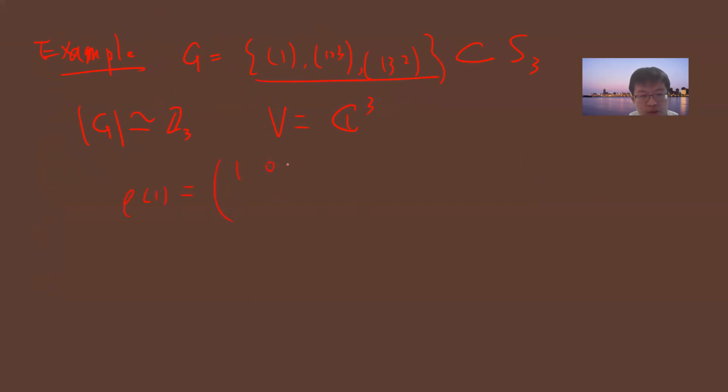And let's take 1, the identity. So the matrix is 1, 0, 0, 0, 1, 0, 0, 0, 1. How about (1 2 3)? It maps 1 to 2, 2 to 3, and 3 to 1, so the matrix should be this. Also, you can check (1 3 2), which maps to 0, 1, 0, 0, 0, 1, 1, 0, 0. Like this, so yeah, you can check this.